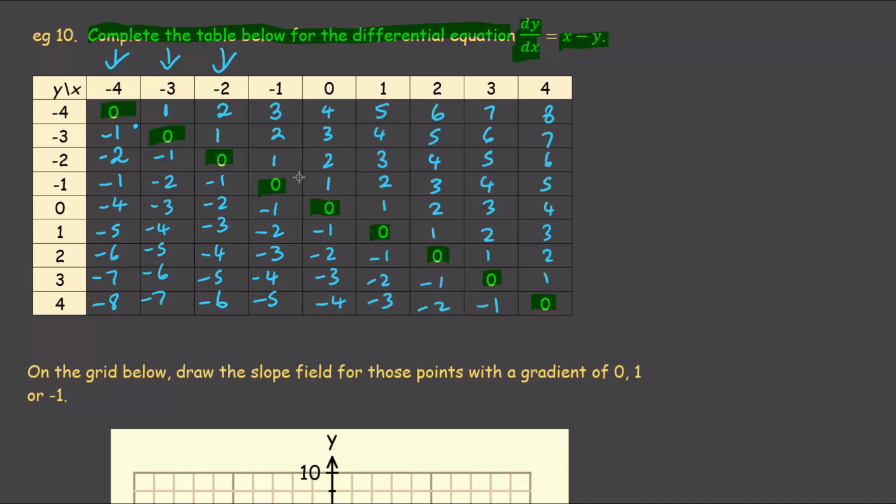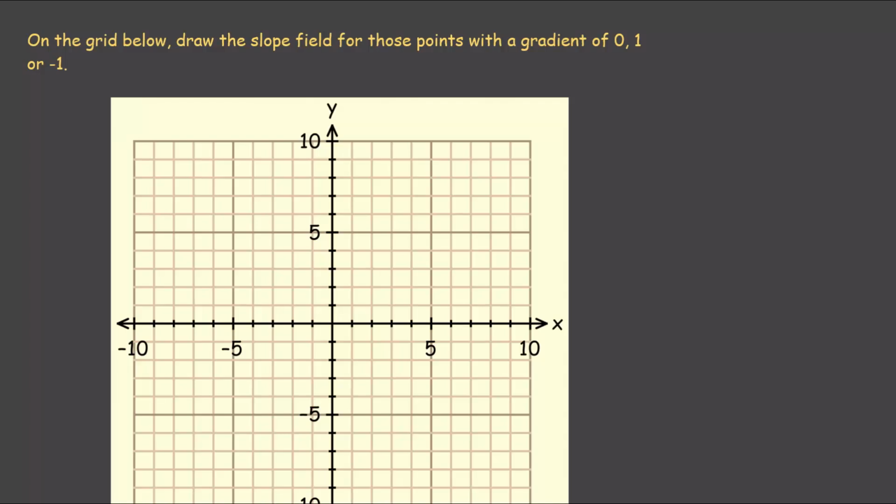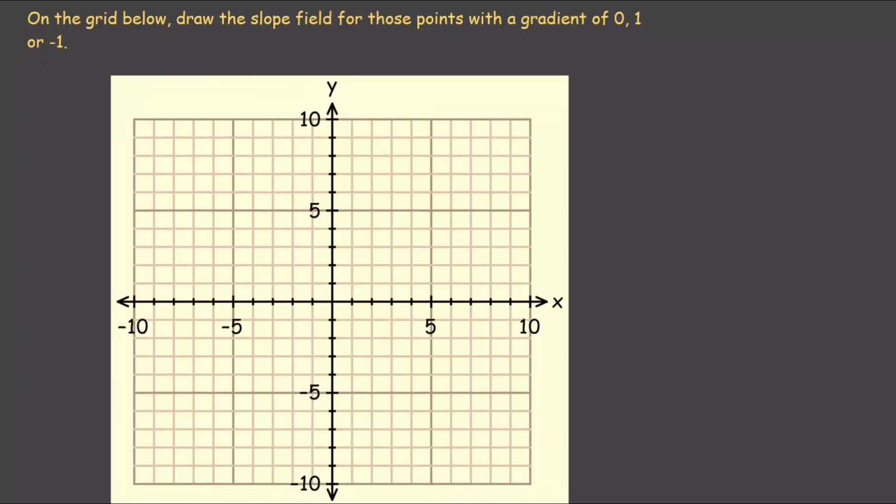So there we have it, completely filled in. And on the grid below, we're being asked to draw the slope field for those points with a gradient of 0, 1, or negative 1. So remember, gradient of 0 was when y was equal to x. So basically, anywhere along the line y equals x, and we'll just put them at grid points. And so we're going to have a gradient of 0 there.